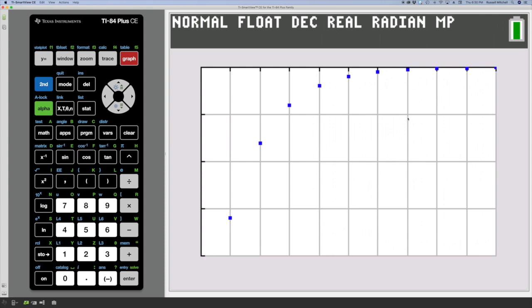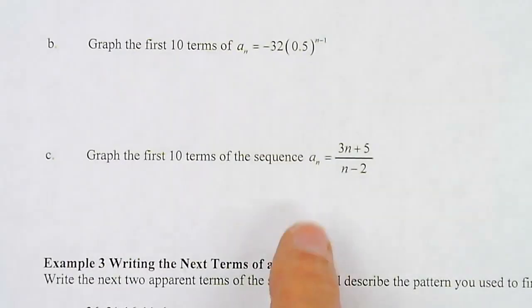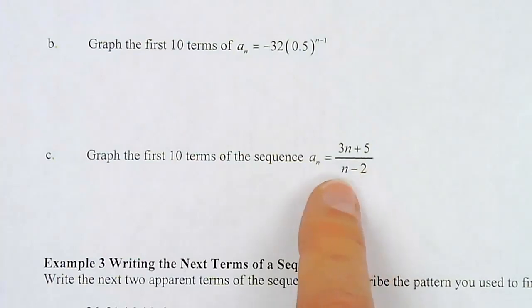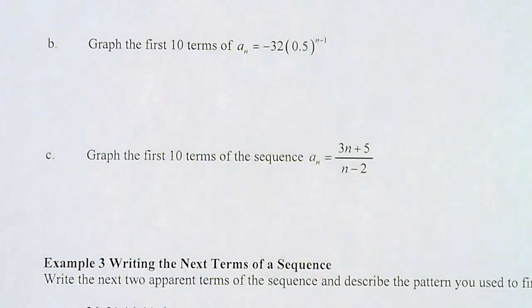All right, so let's go graph this last one, all right? And then finally, let's look at the first 10 terms of a sub n is equal to 3n plus 5 over n minus 2. Let's graph that one on the graphing calculator, and we'll come back and look at that.